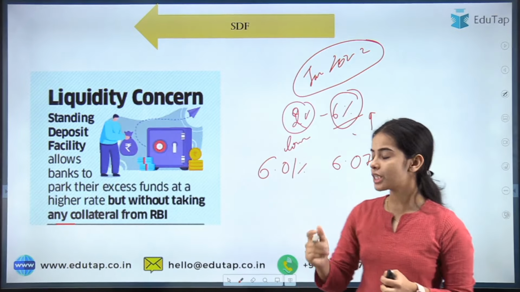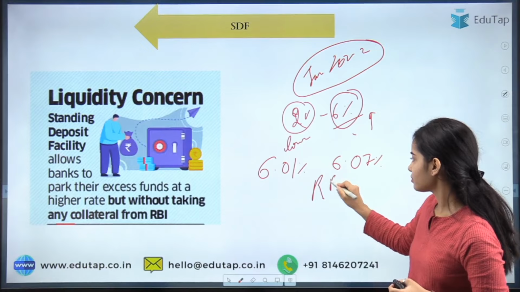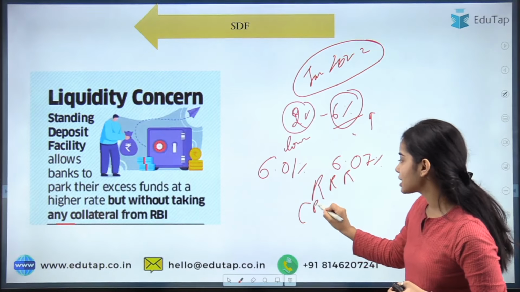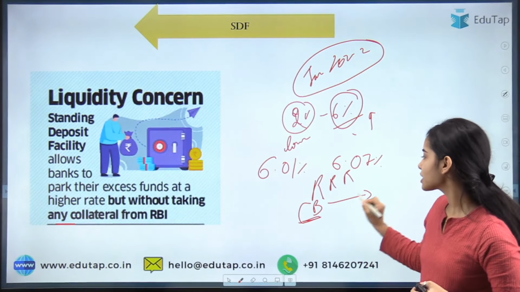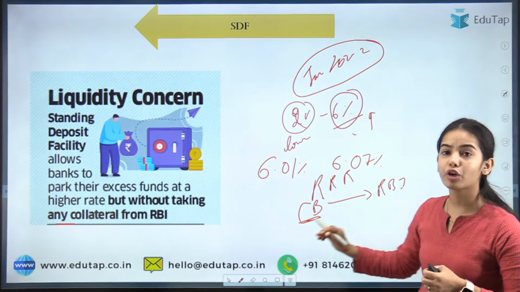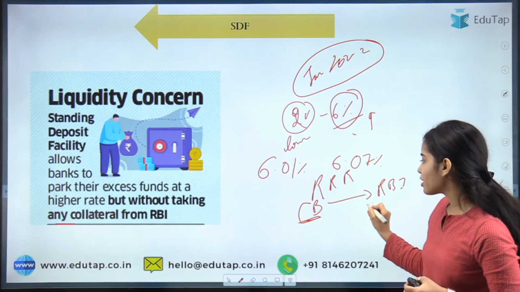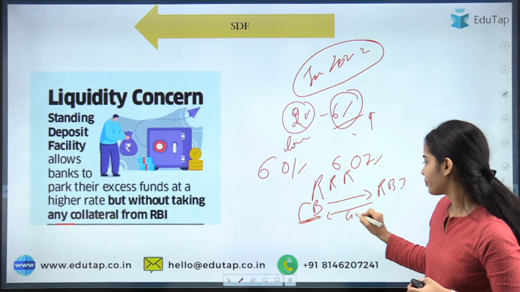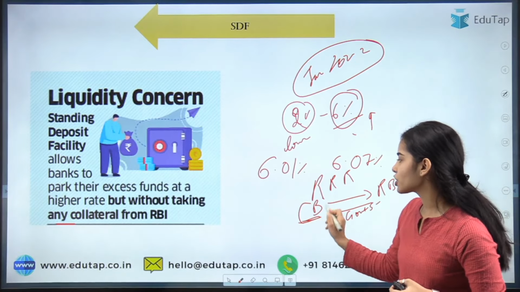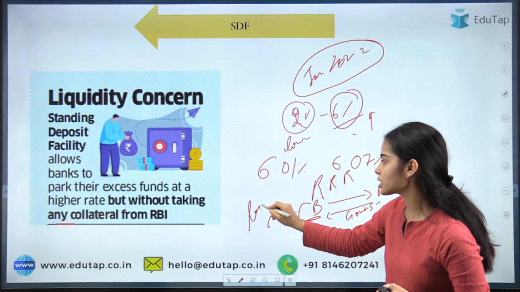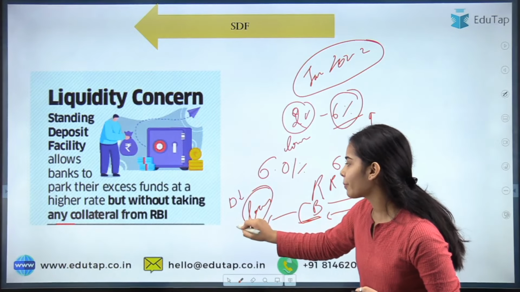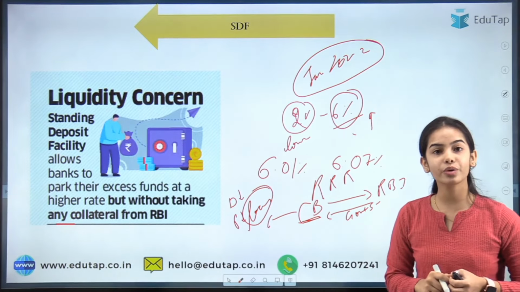Now you will say, just use the reverse repo rate and take the money from the commercial banks, and the RBI will be giving the government securities. In this way, the commercial banks will not be able to create many loans, and the demand will reduce, and the prices will reduce, so the inflation should reduce.